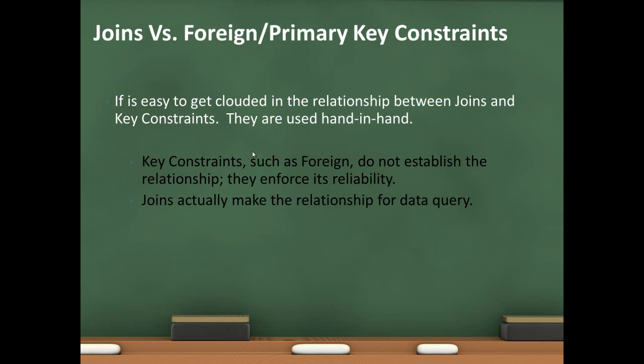Okay, so it's easy to get clouded between a relationship, joins, and key constraints. Again, they're used hand in hand. A key constraint, such as a foreign key constraint, does not physically establish the relationship. When I do it in a join, if I hard coded it, which I will demonstrate later, it does. But simply doing a join statement, as we're going to talk about, does not change the structure of your table. It just says, at this moment, here's the data that I want to have returned.